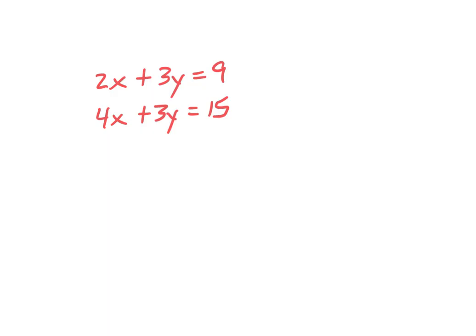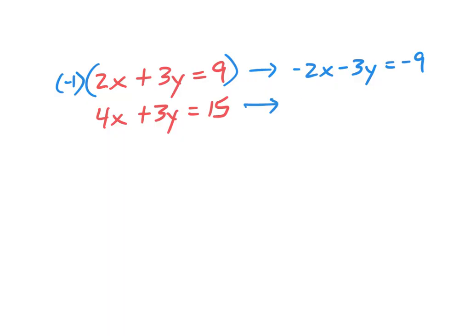Okay? I'm going to make one of these negative, but when I do that, I have to do it to the entire equation. So let's say I do it to the top. I'm going to multiply the entire equation by -1. I can't just multiply the y. I got to do it to the whole equation. So this equation would now be -2x minus 3y equals -9. So we're really just distributing it through.